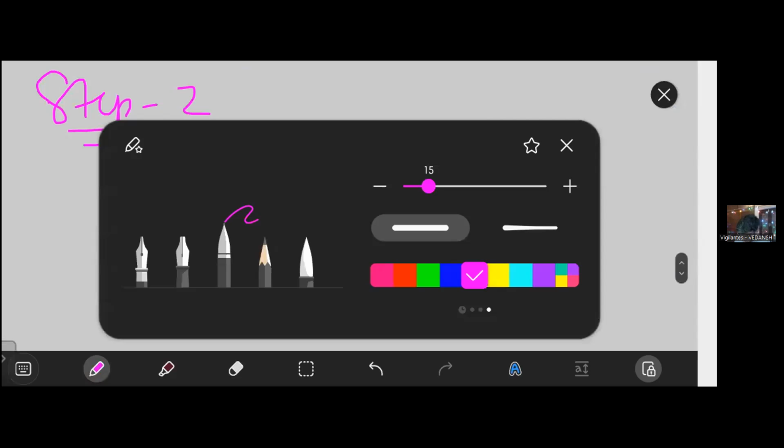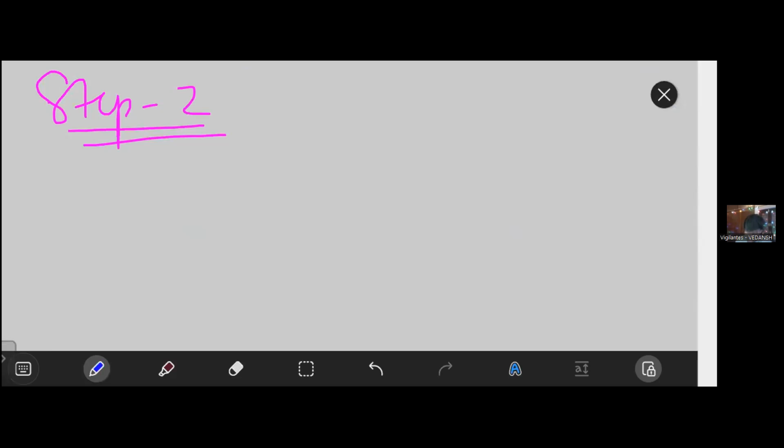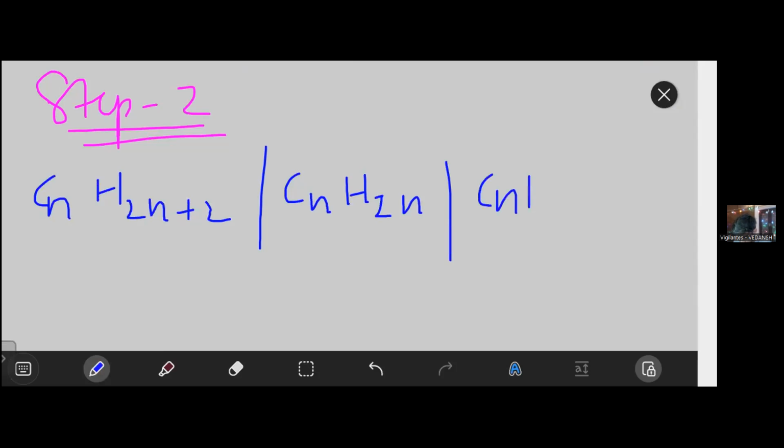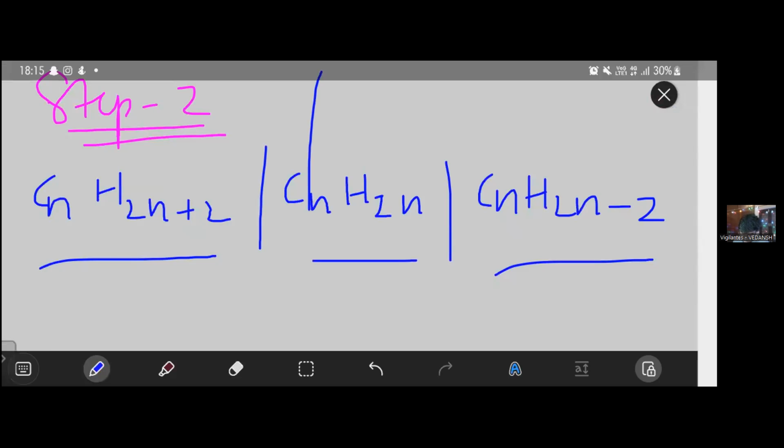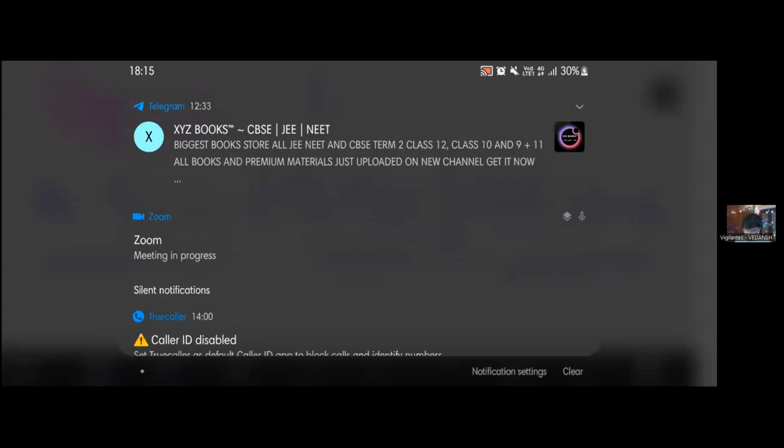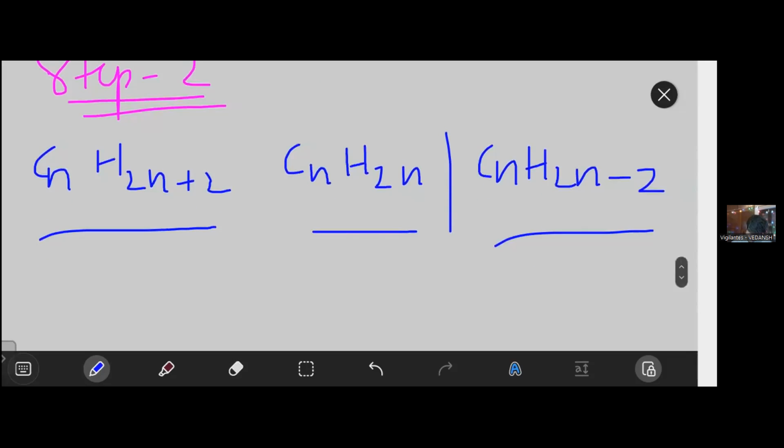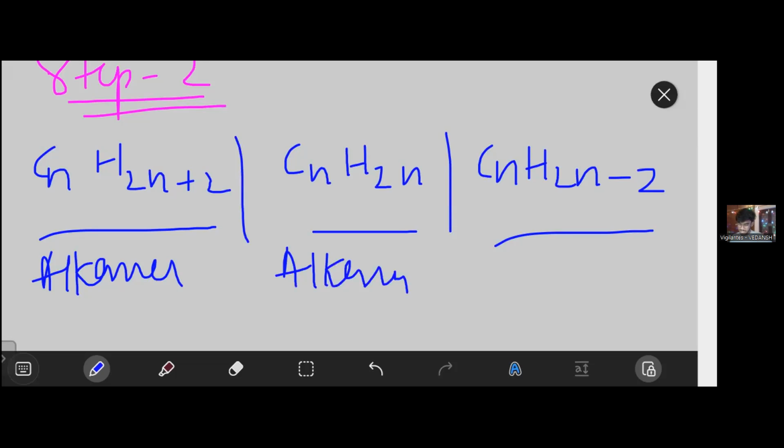In step 2, you have to simply learn 3 formulas, which are CnH2n+2, CnH2n, and CnH2n-2. Sorry, minus 2. So plus 2, minus 2. In the middle is the root form, CnH2n: the left one plus 2, the right one minus 2. As you can learn it. The first one is for alkanes, the second one is for alkenes, and the third one is for alkynes.